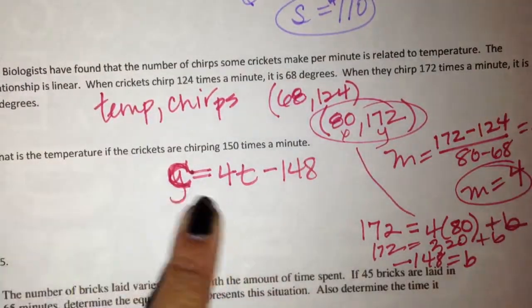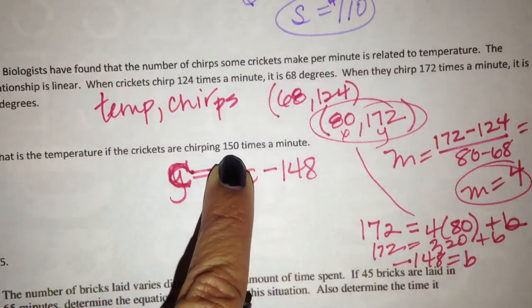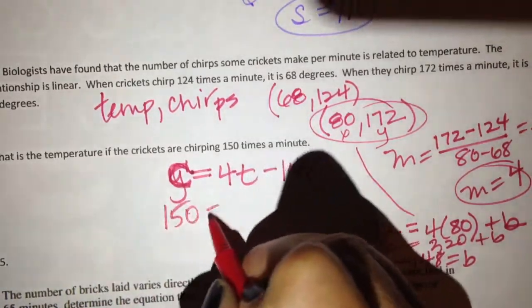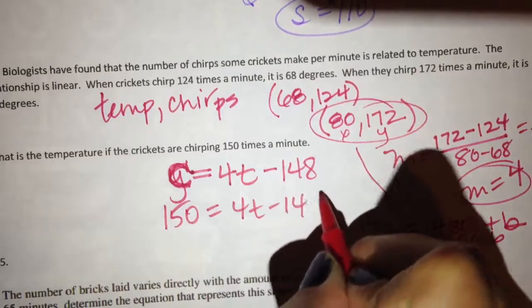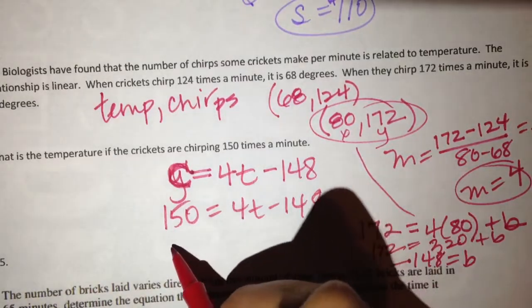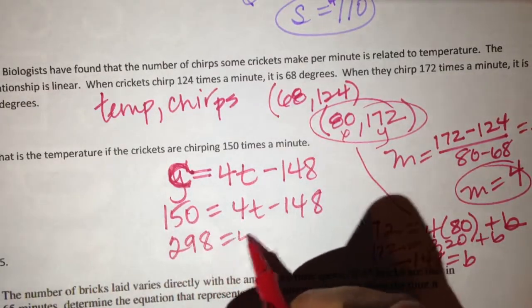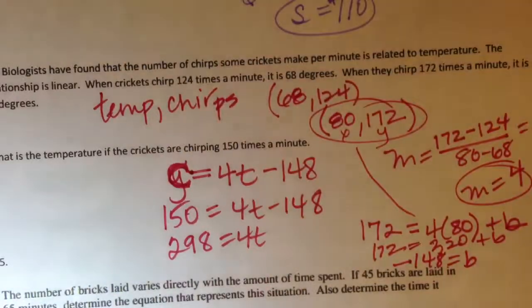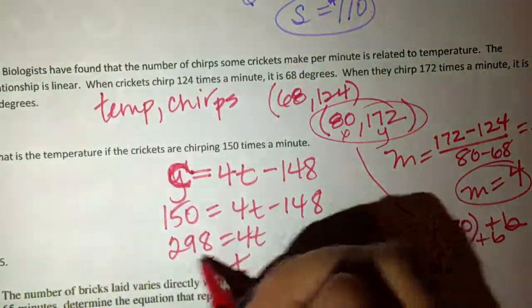Now this question says, what's the temperature if the crickets are chirping 150 times a minute? We plug in 150. When we add 148 to both sides, we get 298 equals 4t. Our estimate, oh, hitting my calculator here, is about 74.5 degrees.